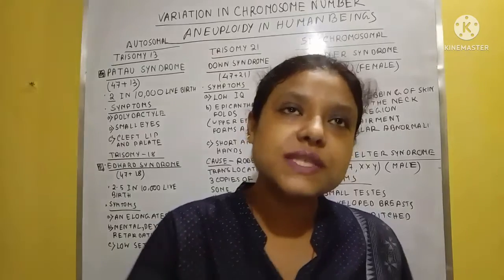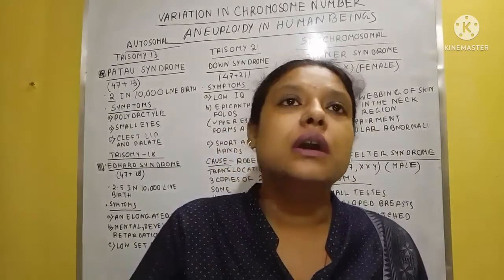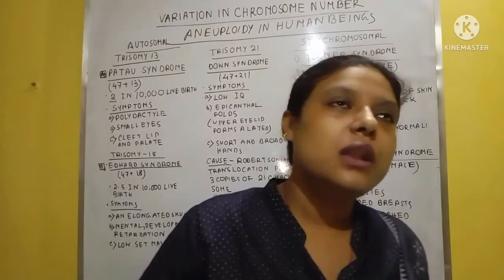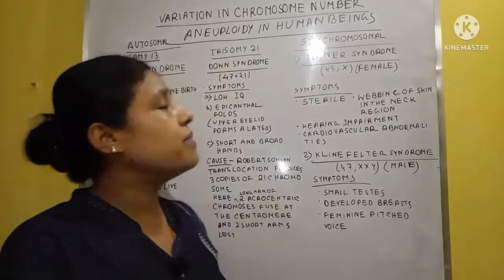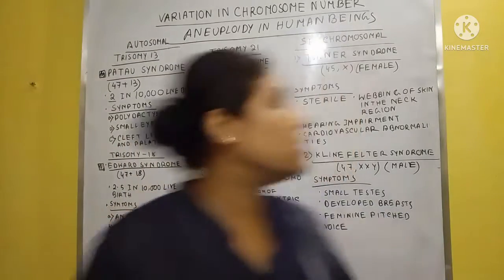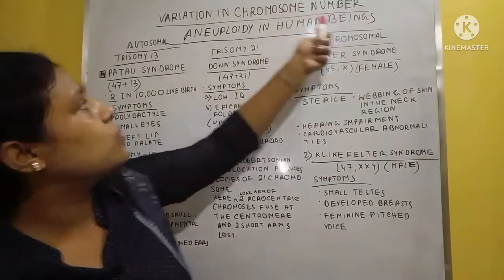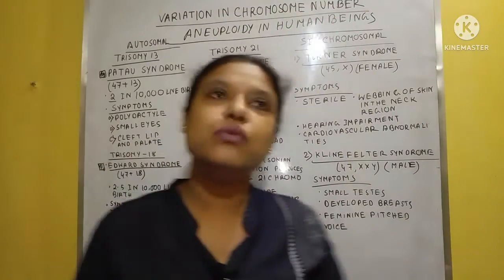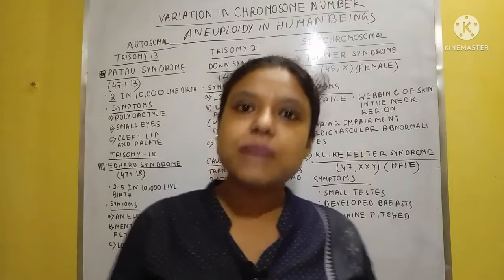And today's topic is different diseases that are seen generally due to an increasing number of chromosomes or a loss in the number of chromosomes. Okay, so before going to this topic, I have to say that variation in the chromosome number, how is that possible? We know that it is possible due to mutation.